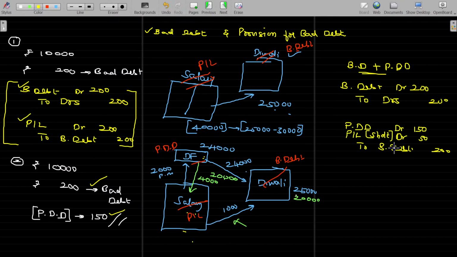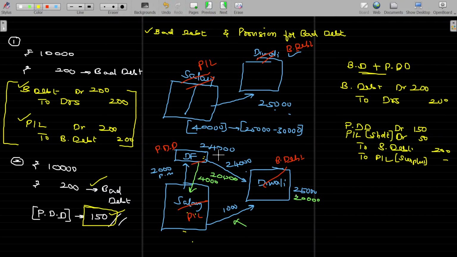If we have surplus, what happens then? PDD to P&L account. This will be for surplus if we have. But in this illustration, we don't have the surplus. Now, my question is, how did this 150 come? This 150 is nothing but the amount created in the previous year for adjusting this one.